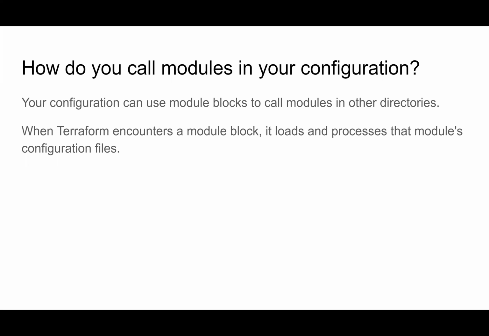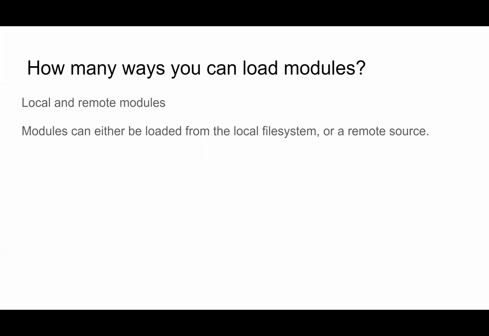How do you call modules in your configuration? Your configuration can use module blocks to call modules in other directories. When Terraform encounters a module block, it loads and processes that module's configuration files. So how many ways can you load modules? Well, you can do it locally by having a modules directory, or you could use remote modules. So modules can be loaded from the local file system or a remote source.